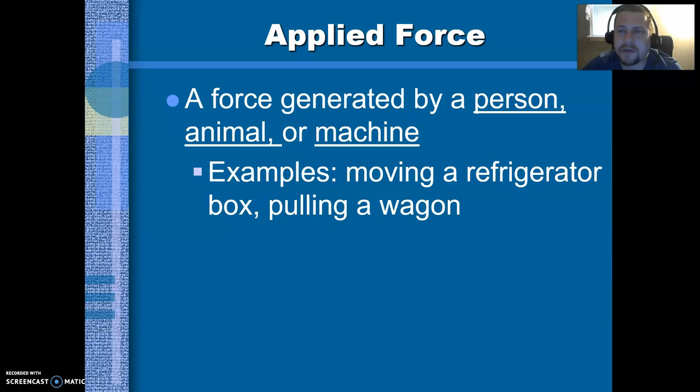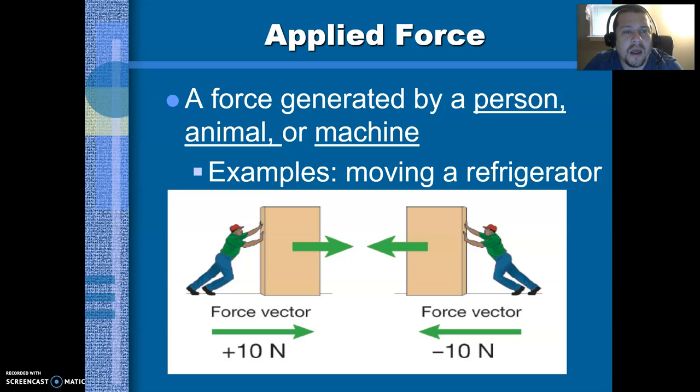Applied forces are also very common in free body diagrams, like the ones you'll be looking at in a little bit. A force generated by a person or animal or machine is considered an applied force. Applied forces have literally no rules besides the fact they need to come from a person, animal, or machine. So you can have an applied force going up, left, right, down. It can be a push or a pull. Whereas gravity, which is the only one we talked about so far, must always be a pull downwards. So these applied forces, you have to really take context into account when you are trying to figure out which way they are working. All right.